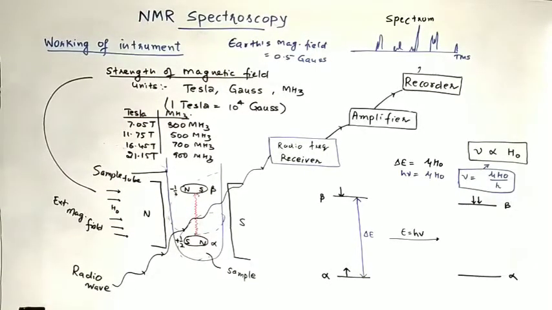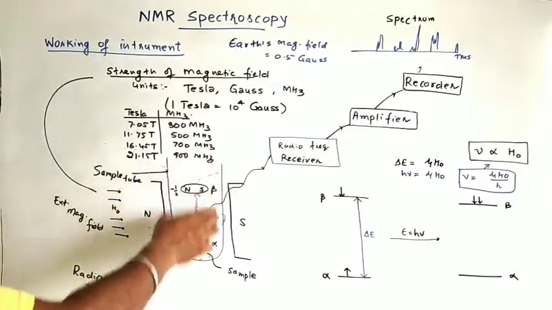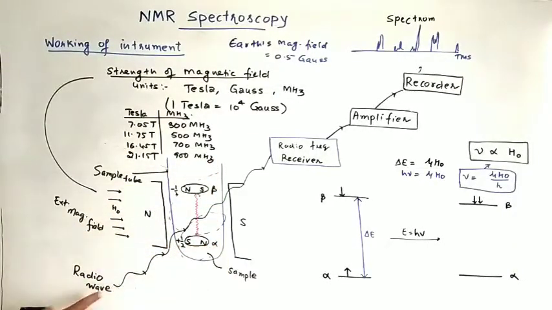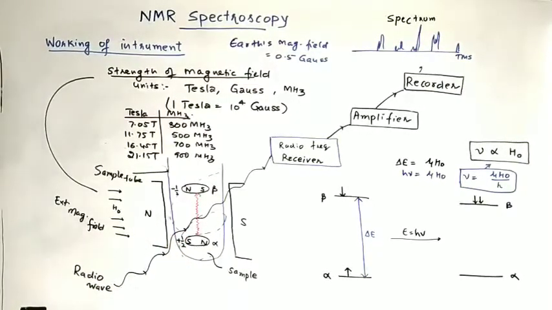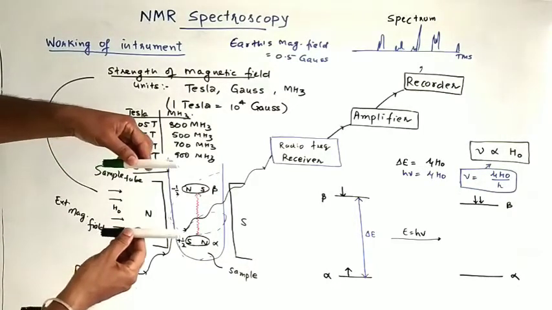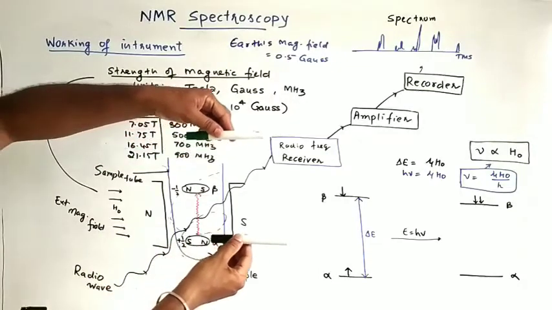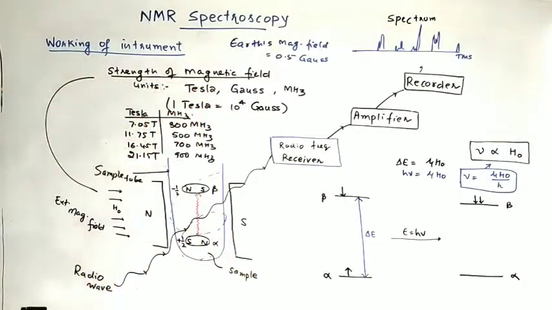So when the sample is here in a tube and we are shining a light on this sample, simultaneously we are applying an external magnetic field, and we are increasing it from low to high. When we increase the external magnetic field, the difference between alpha and beta keeps on increasing. So some protons become in resonance at lower field, and they give a peak.